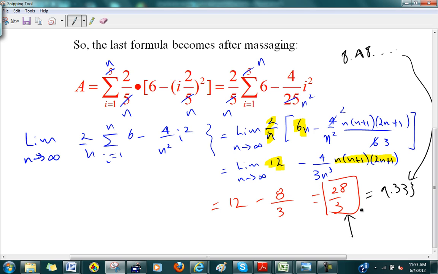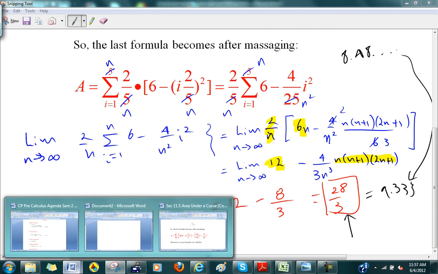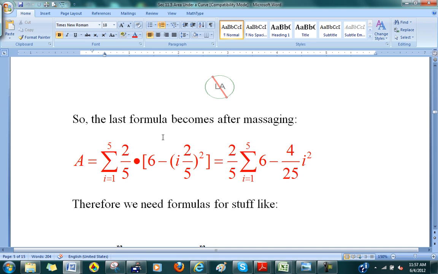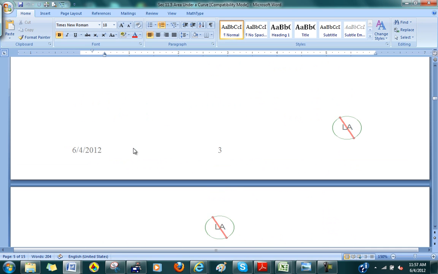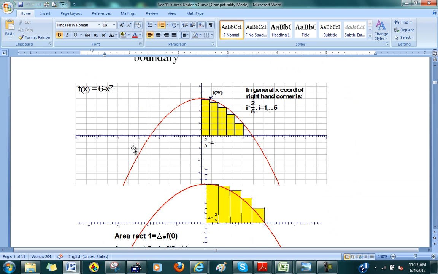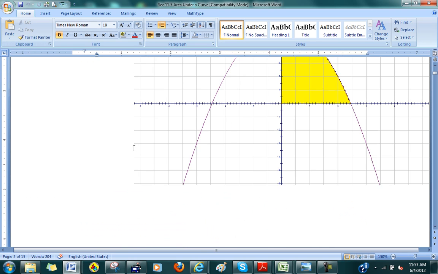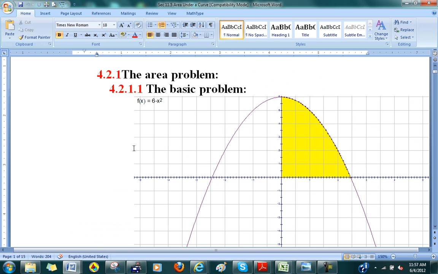I'll be with you in a minute. So the area that we were trying to find on Friday, you guys remember that picture? Do I need to bring that up? It was this area we were trying to find. We did that first with 5 rectangles. Today we did it with an infinite number of rectangles. We got an exact answer, 28/3. No questions about it? Question?